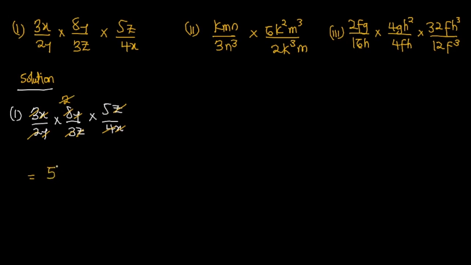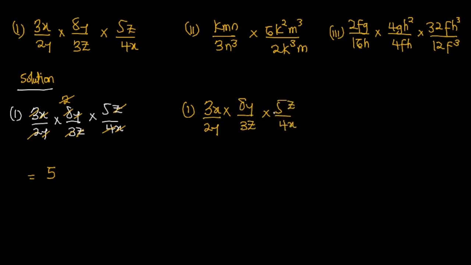So this is how easy it is when you have fractions and they are multiplying each other in an algebraic expression. You can cancel things out. Just take your time and do the cancellation. Alright. Or another way you can do that is, let me redo that. So I can write 3x on 2y multiplied by 8y on 3z multiplied by 5z on 4x.